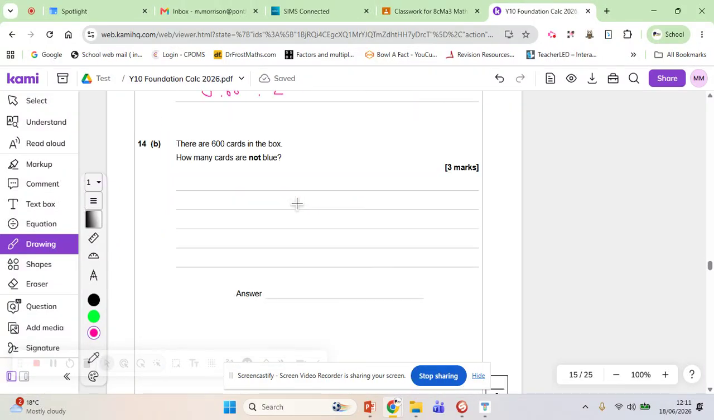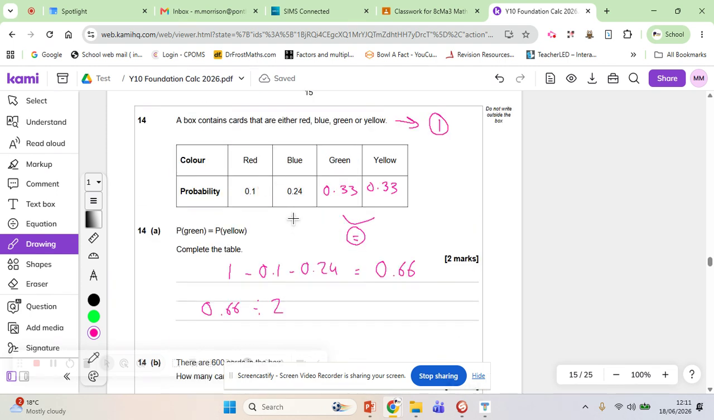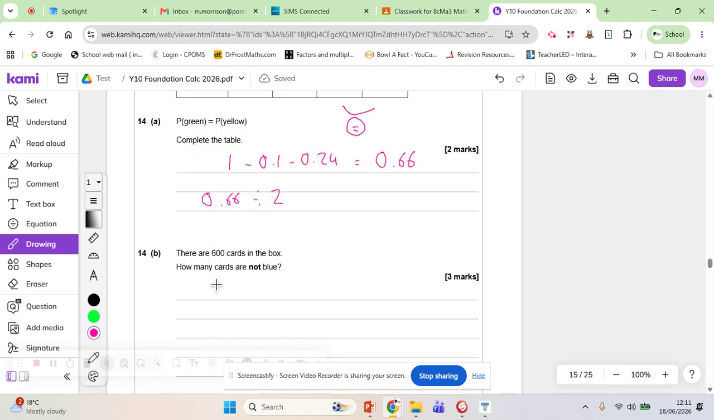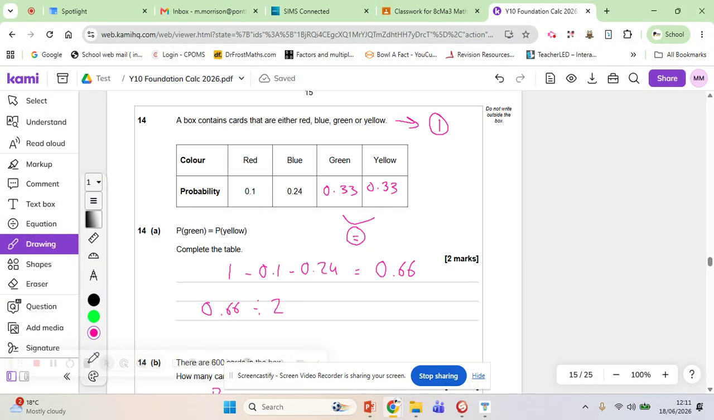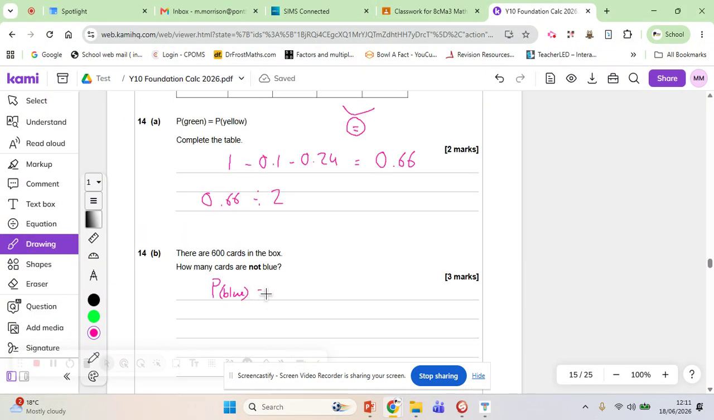There are 600 cards in the box. How many cards are not blue? Okay, so the probability of blue is 0.24. The probability of not blue is going to have to be 1 minus 0.24, and again, even though I can do it in my head, we're going to check in our calculator and we get 0.76.